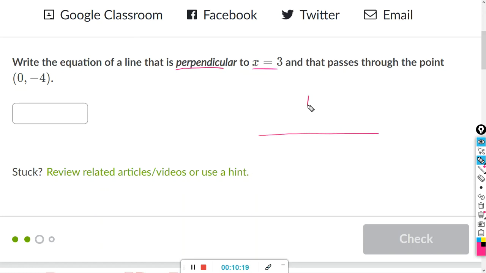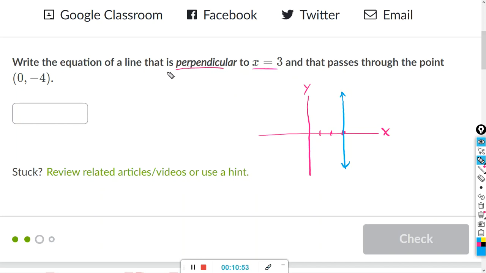When you have your graph, this is the x-axis and this is the y-axis. And the original line is x equals 3, right? So we're on the x-axis, 1, 2, 3. x equals 3 is right here. So the graph of x equals 3 is just that line, straight up and down.